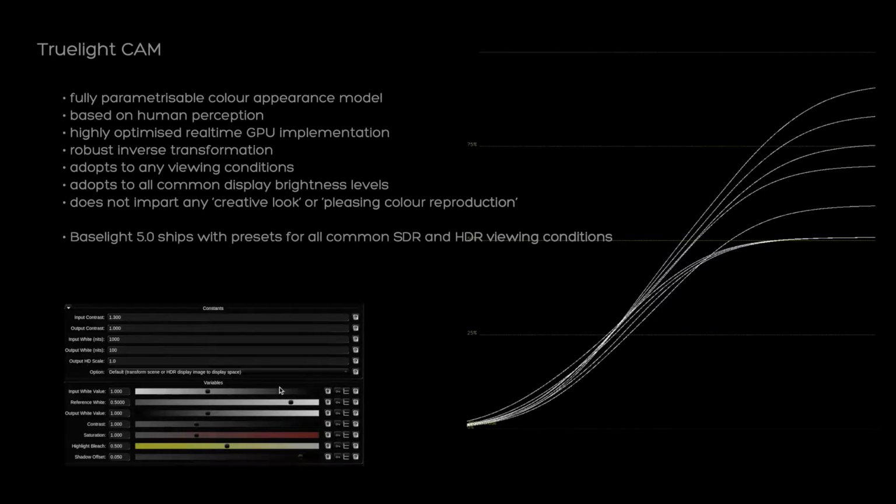The parameters are not intended to be used as creative controls, but rather allowing to control the adaptation from scene to a certain viewing condition. In the first release of Baselight, we ship with presets for all common SDR and HDR viewing conditions, so there is no need to dial in some numbers. In fact, in the first release of version 5, the UI to tweak the parameters will not be shipped, but will be shipped in a subsequent release down the line, allowing the user to tweak the parameters for certain viewing conditions.